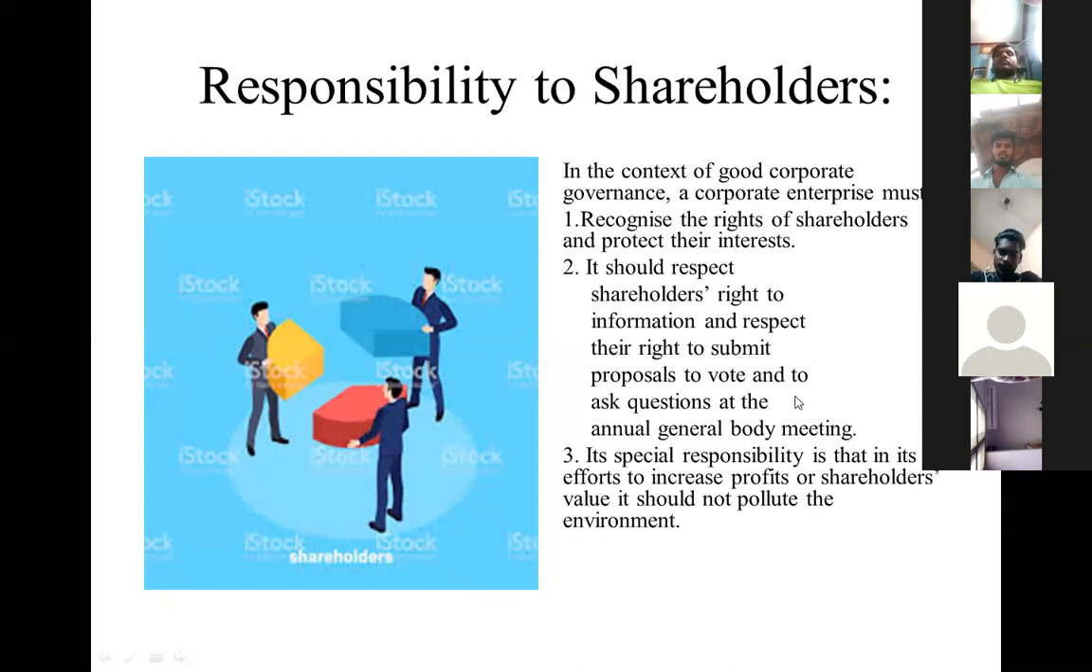Even when they want to do business in order to maximize the profit, they have to keep one thing in mind: they should not pollute the environment. But at the same time, they have to take care of the shareholders.